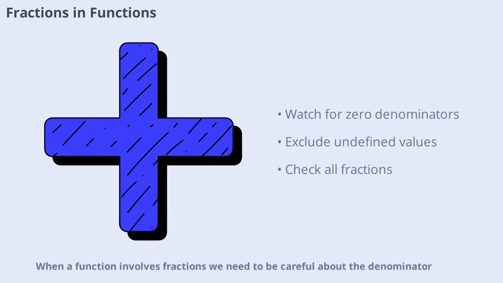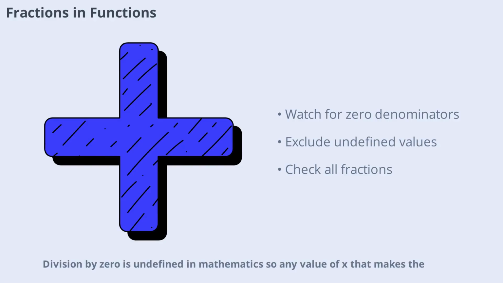When a function involves fractions, we need to be careful about the denominator. Division by 0 is undefined in mathematics, so any value of x that makes the denominator 0 must be excluded from the domain. For example, in the function f(x) = (x + 1)/x², we need to check when the denominator x² equals 0. If x is 0, the function is not defined. This is a key restriction to keep in mind when working with fractions and functions.